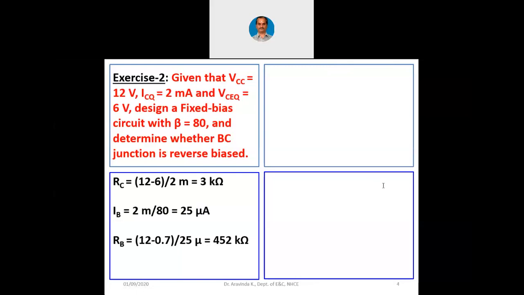No, Rohit is telling some other answer. No, that is not correct. Check your calculations. Now finally we have to find out the base to collector junction. Let us find out VBC. VBC is VB minus VC. VB is 0.7, VC is already 6 volts. VCE is already given; VCE is nothing but VC because the emitter is grounded. So 0.7 minus 6 is minus 5.3 volts, which is negative, which means that the base to collector junction is reverse biased.